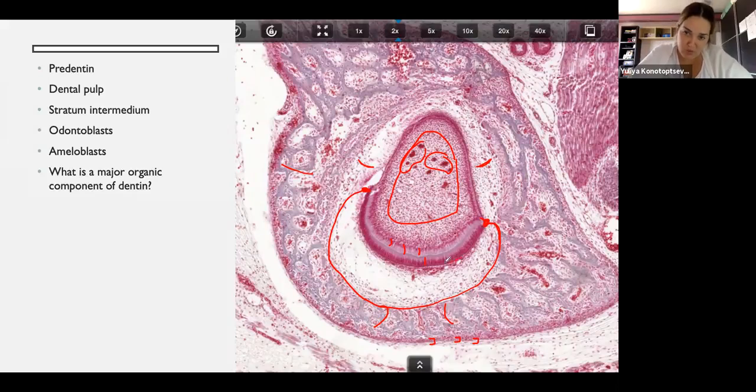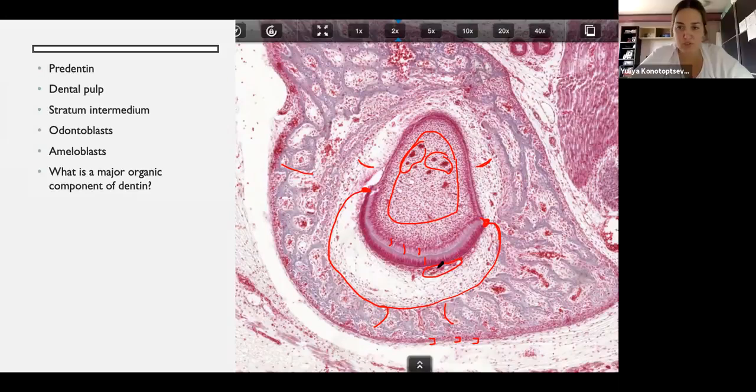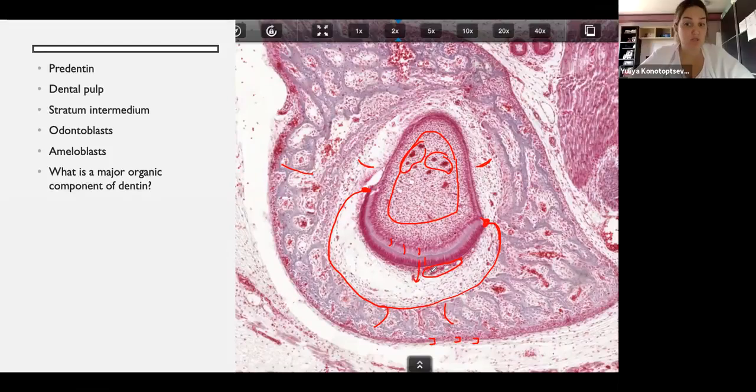So what is this on the surface of ameloblasts? No, it wouldn't be on the surface of it. It will be at the bottom of it, because ameloblasts are moving this way. So what is this? Stratum intermedium. Very good. Everything on the surface of the inner enamel epithelium, aka ameloblasts, is stratum intermedium.